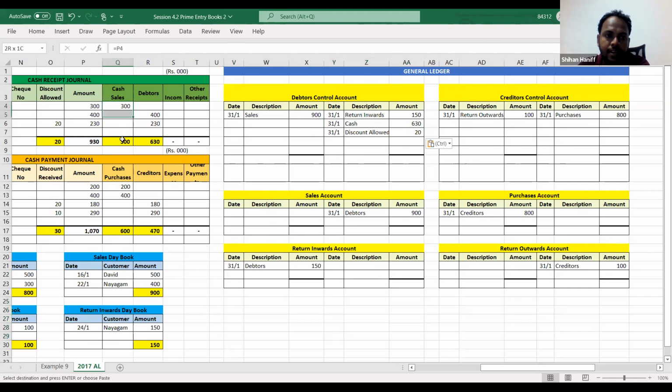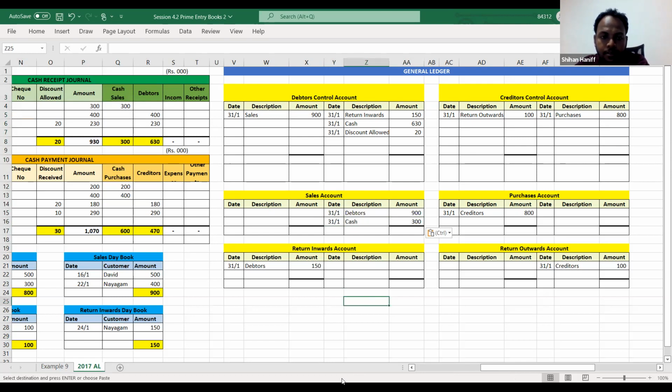Then there is the cash sales. Double entry for cash sales is cash account debit. This is the cash account and this is already done. Debit. Sales account credit here. We have to credit sales 300. 300 sales account credit.